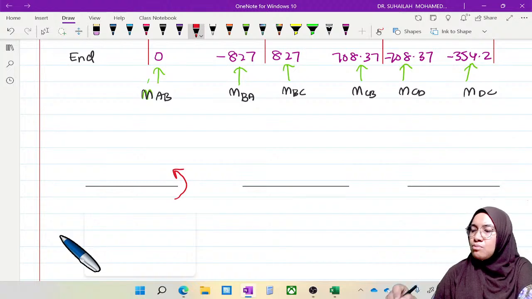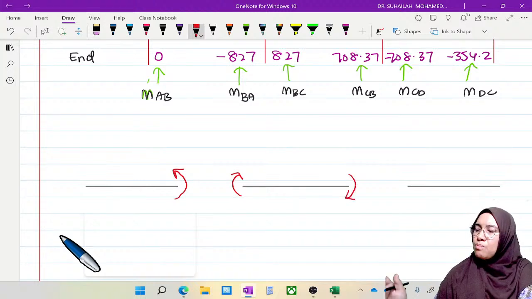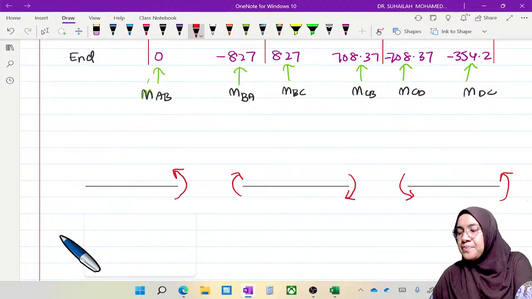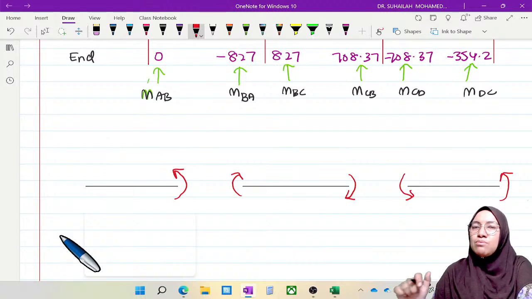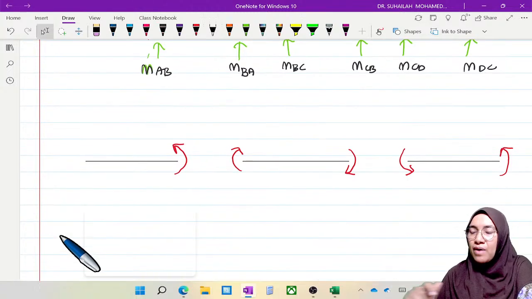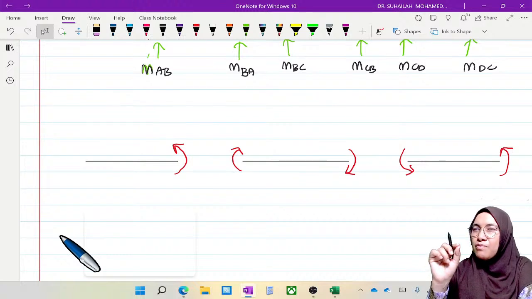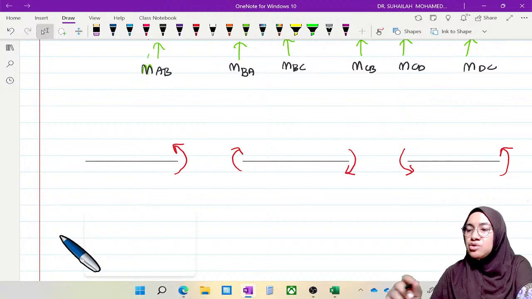Okay, MBC, the moment is positive. MCB, the moment is also positive. MCD, the moment is negative. MDC, the moment is negative. So this represents the moment signs, the moments that we get from the table. From this, we can identify the position of the moment value.